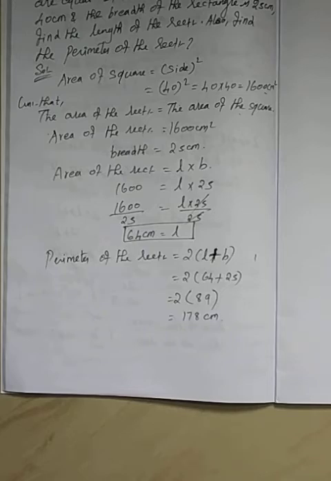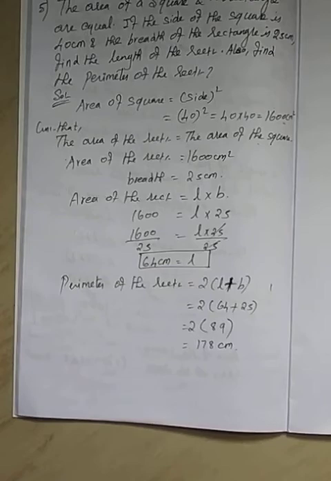Okay. See, what is the question? The area of the square and a rectangle are equal. If the side of the square is 40 centimeter and the breadth of the rectangle is 25 centimeter, now you have to find two things. The first one, find the length of the rectangle. The second one, find the perimeter of the rectangle.